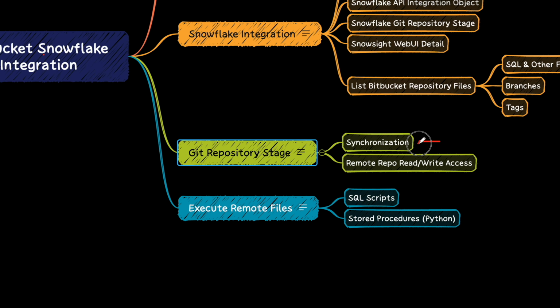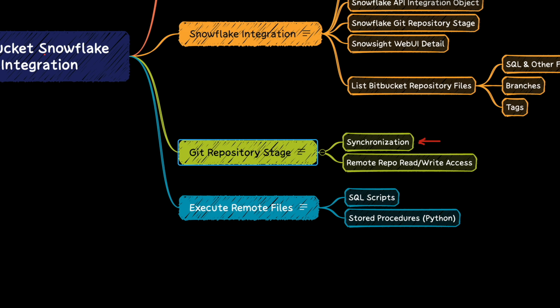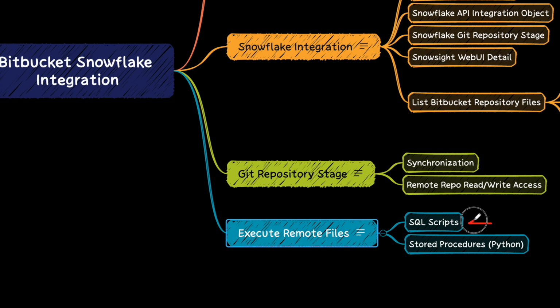Then we will perform some sync operation after changing the files in the BitBucket repository and see how these files are reflected in Snowflake via web UI or via SQL command. We will also briefly understand read-write access, which we already covered in the previous video. Finally, we will execute those SQL scripts that we also had done in our previous chapter and validate if it is very different from our GitHub integration.